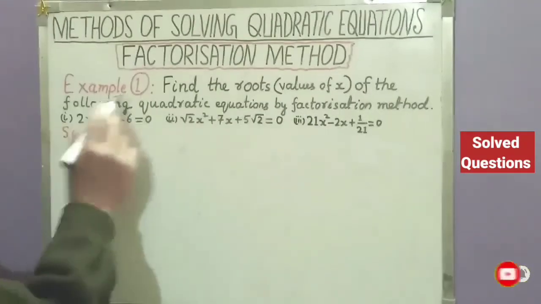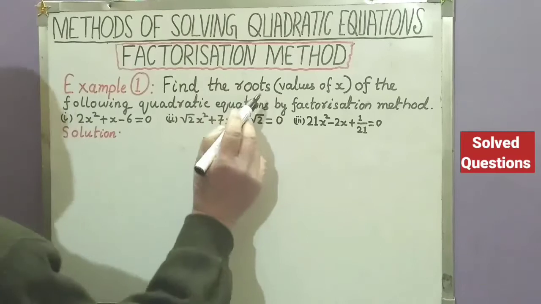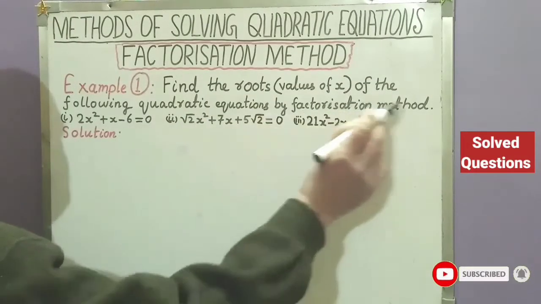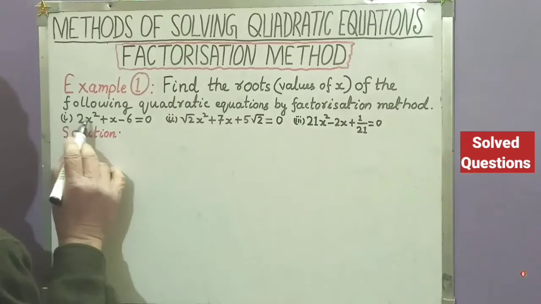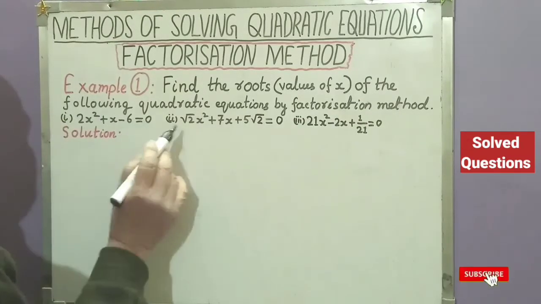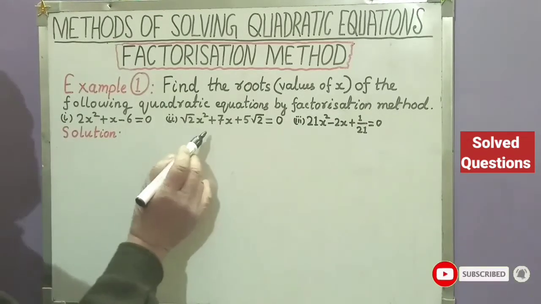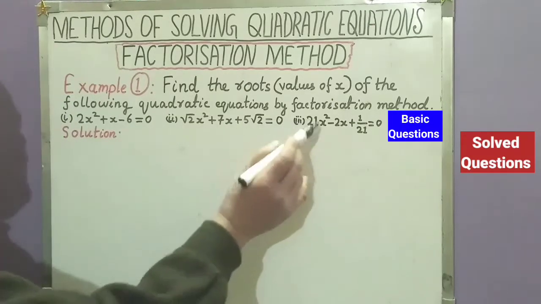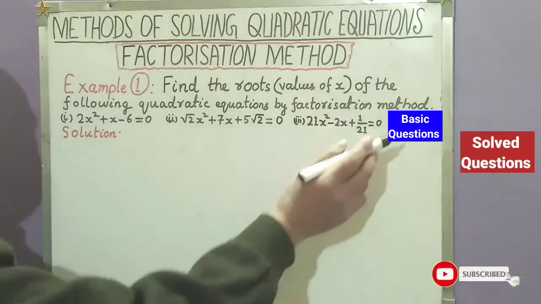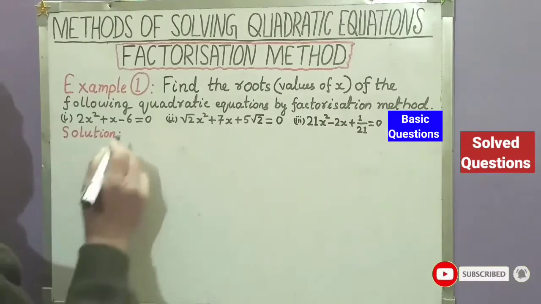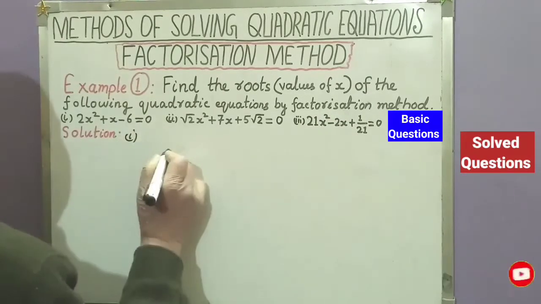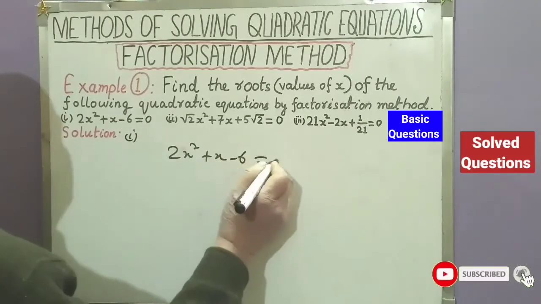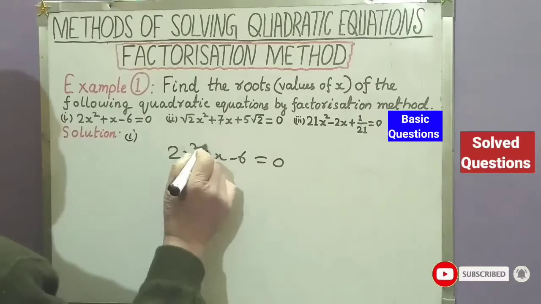Example 1. Find the roots, that is the values of x, of the following quadratic equations by the factorization method. First part, 2x² + x - 6 = 0. Second part, √2x² + 7x + 5√2 = 0. Third part, 21x² - 2x + 1/21 = 0. Now let's solve the question. First part, 2x² + x - 6 = 0.